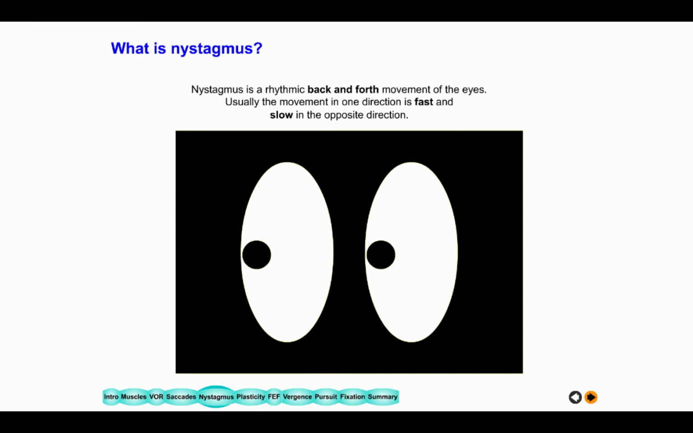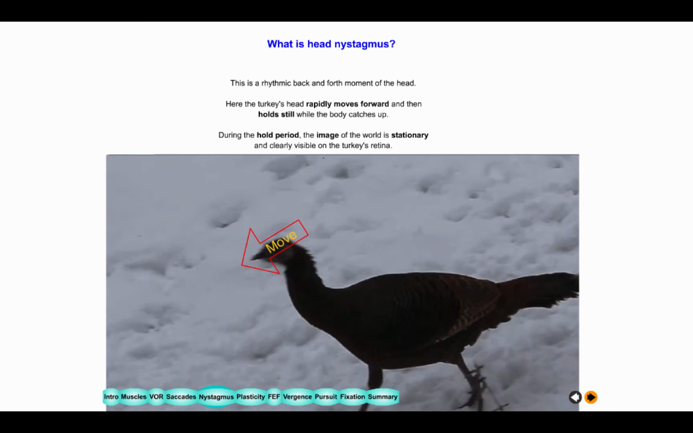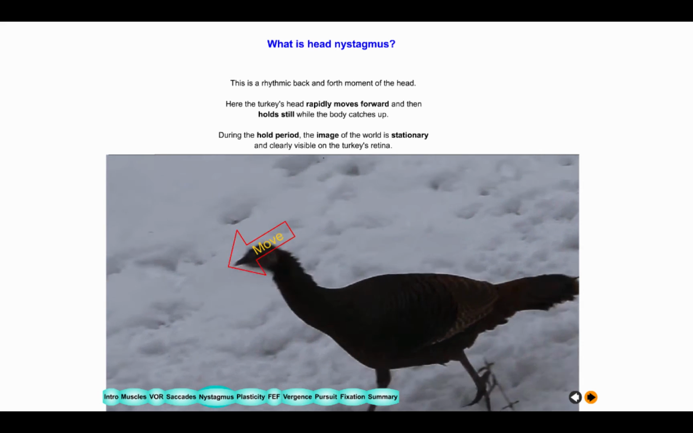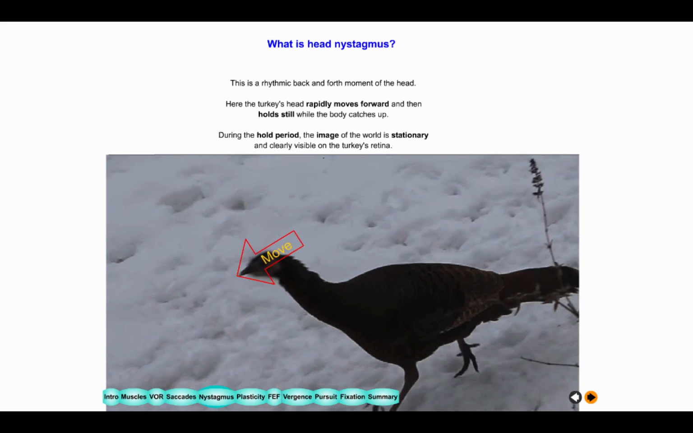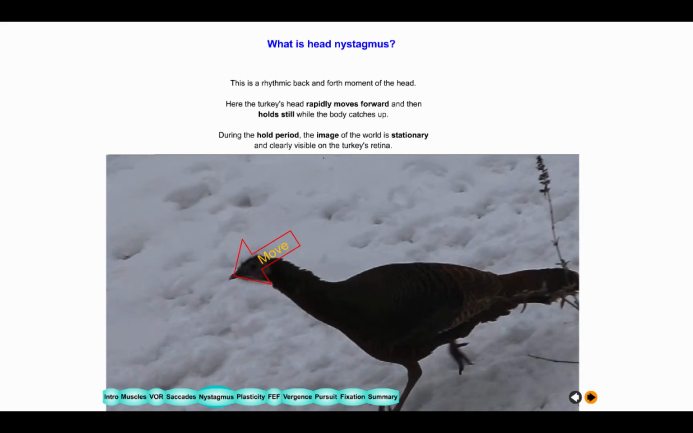Okay, now let's look at nystagmus. Nystagmus is this back and forth movement of the eyes. So one direction is slow, the other direction is fast. It happens in all kinds of things. You can see here there's a turkey walking down my backyard, and you can see it's got this slow movement here and a fast movement.